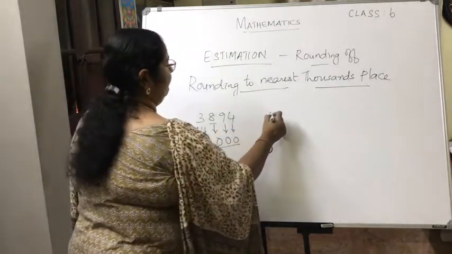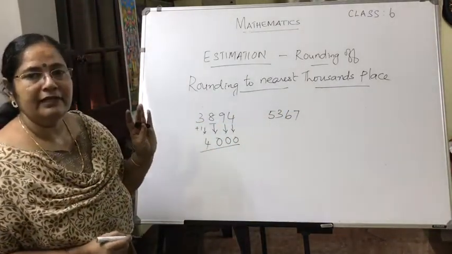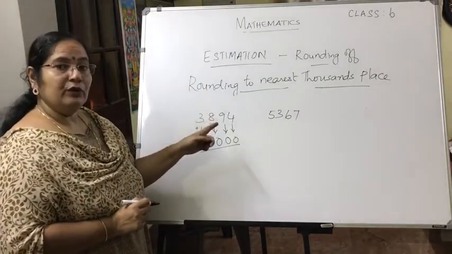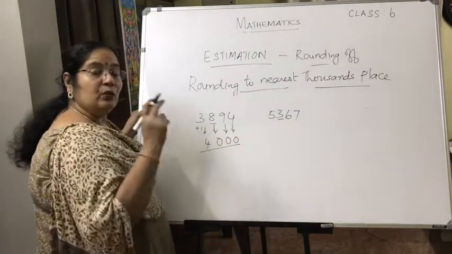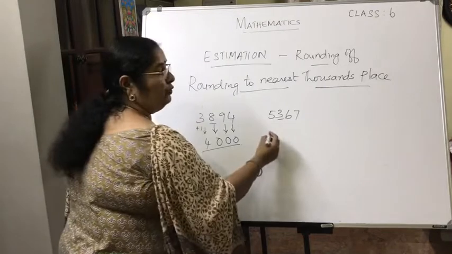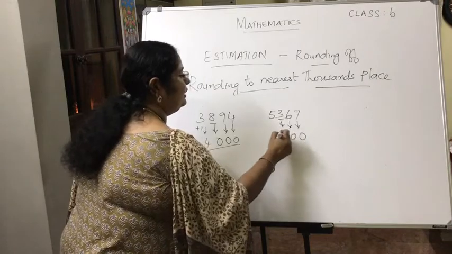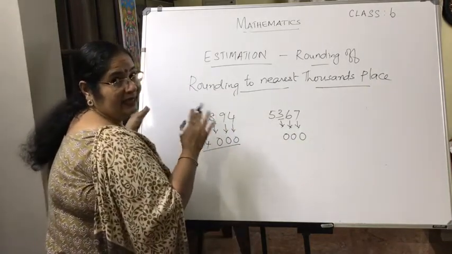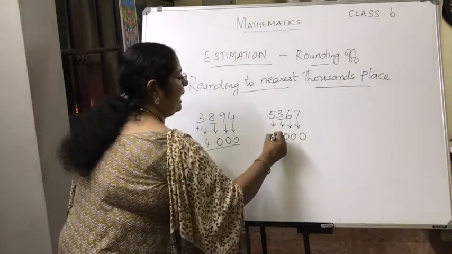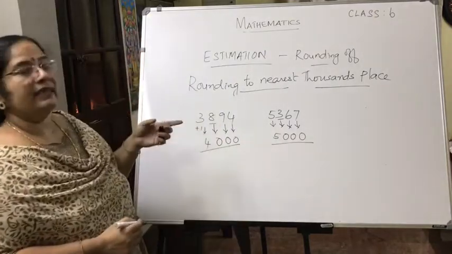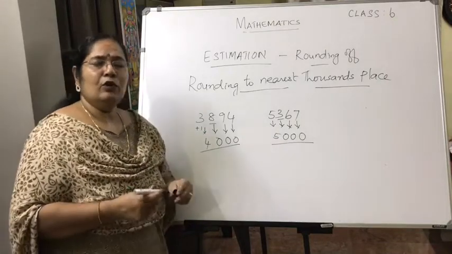Another example, say 5367. You are asked to round it to the nearest thousands place. Now which place digit will you look into? You will look into the hundreds place digit. What is the digit there? 3. Which group? First group. So what will you do? Ones place digit to 0, tens place digit to 0, hundreds place digit also to 0, keeping the other digits the same, if at all there are any. Now how many digits are here? Only 1 is there. So 5 will be written as it is. So what is 5367 rounded to the nearest thousands place? 5000.